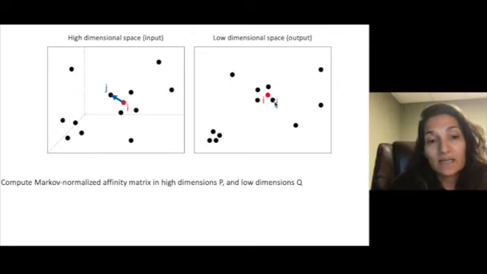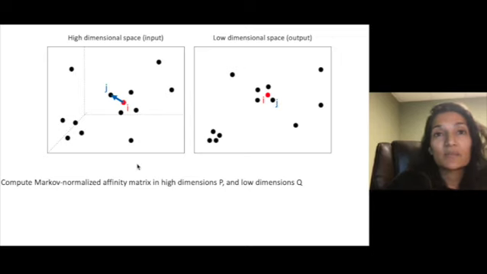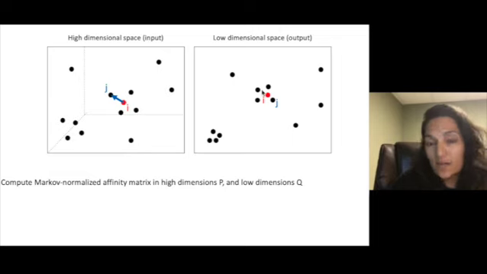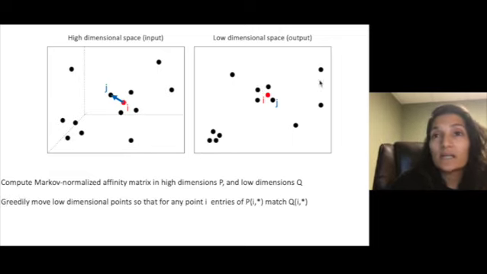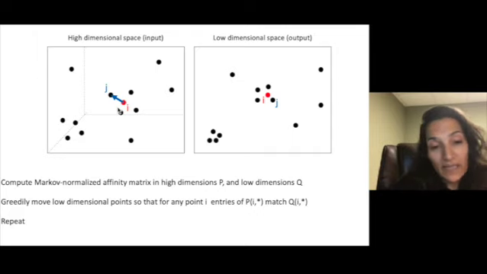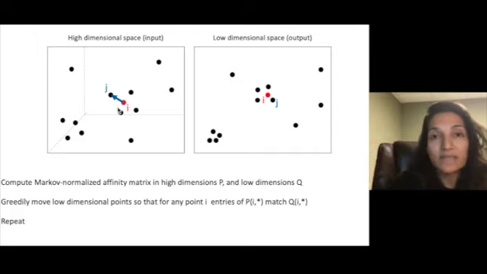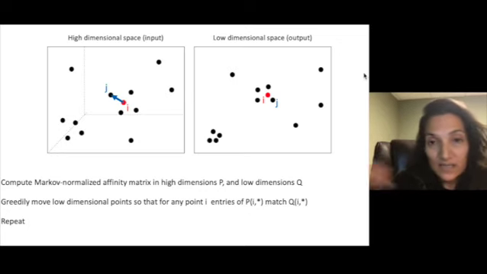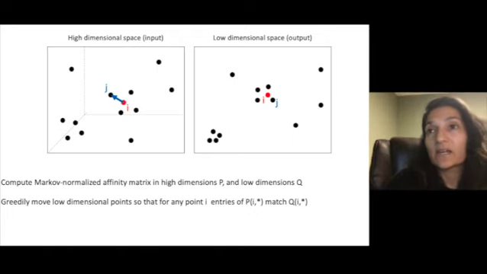The way it basically operates is to compute a Markov normalized affinity in the high-dimensional space and the low-dimensional space. And it greedily moves points in the low-dimensional space. So for any point I, the neighbor probabilities that are found in the corresponding row of the Markov normalized affinity matrices match as closely as possible. And so you have to repeat this greedy movement because it moves in small steps towards arrangements of points that increase the match between the high-dimensional neighborhood probabilities and the low-dimensional neighborhood probabilities. So you might notice that it doesn't involve any eigen decomposition or anything like that. It is not a variant of a kernel PCA method.